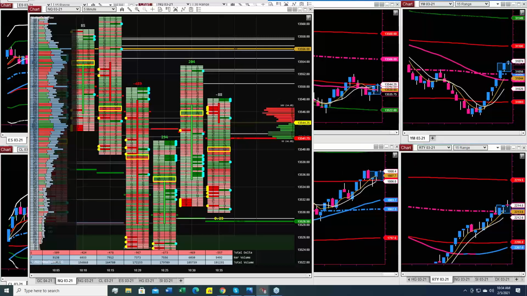Meanwhile, NASDAQ apparently has Joe Biden syndrome. It's got dementia. Doesn't know if it's long or short.